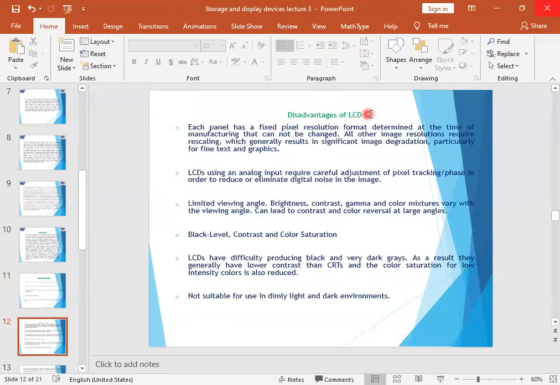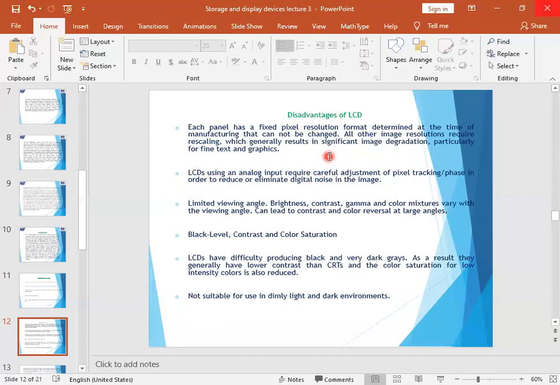Now, disadvantages of LCD. This LCD has many disadvantages. We'll quote some of them. Each panel has a fixed pixel resolution format determined at the time of manufacturing, and because of that, it cannot be changed. If an image requires rescaling, which generally results in significant image degradation, degradation will be there.